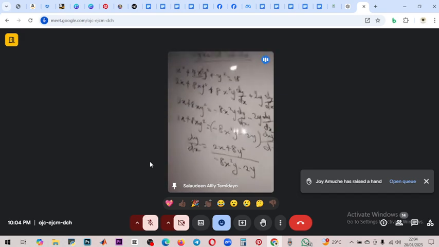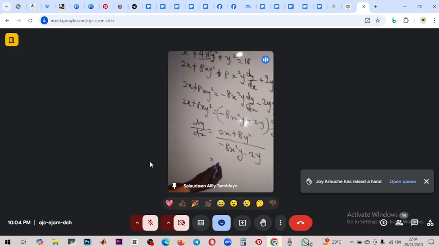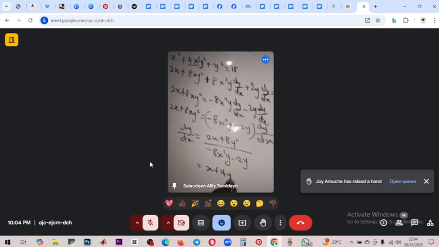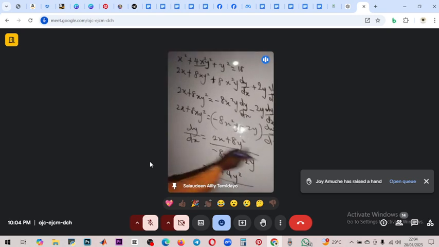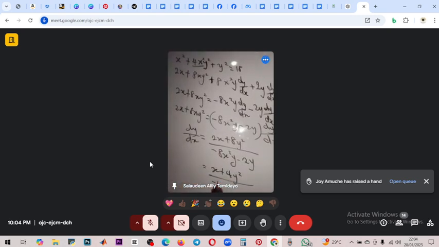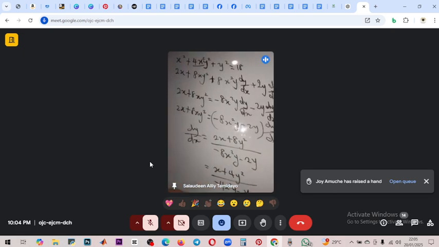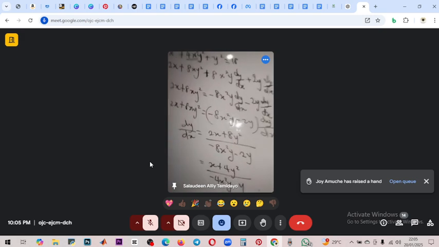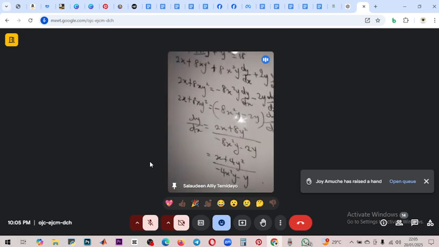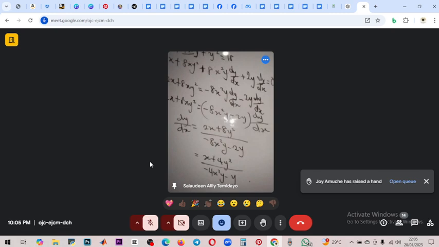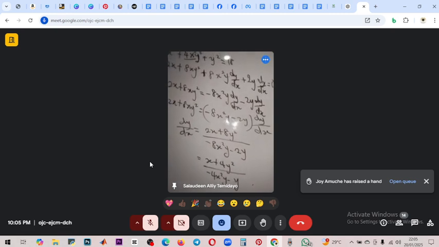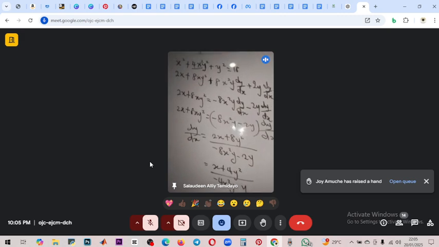It has been differentiated. So the final answer of this one is going to be x plus 4y squared, that is by dividing through by 2, all over minus 4x squared y minus y. So that's the implicit differentiation value. I explained this last semester too. The thing is about knowing one or two differentiations.